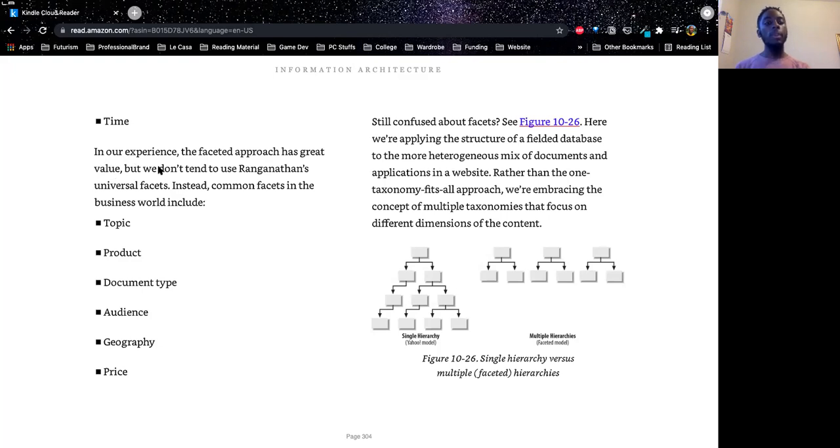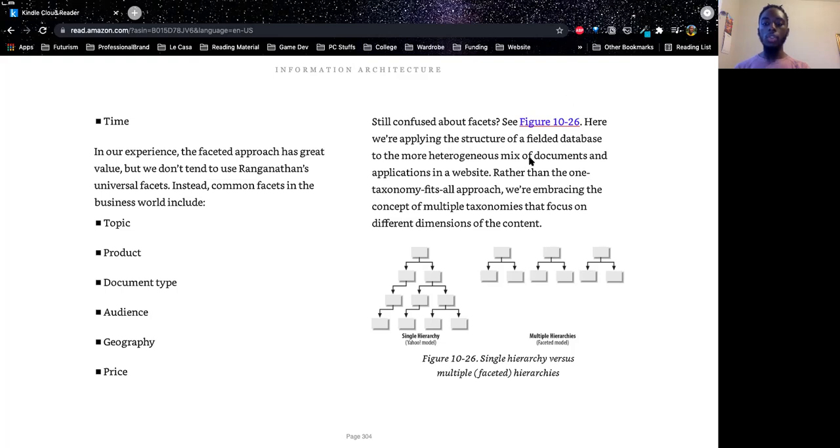Anyways, in our experience, the faceted approach has great value, but we don't tend to use Ranganathan's universal facets. Instead, common facets in the business world include topic, product, document type, audience, geography, price. Yeah, that's a little bit much closer to the type of things I was expecting. Still confused about facets? See Figure 10-26.